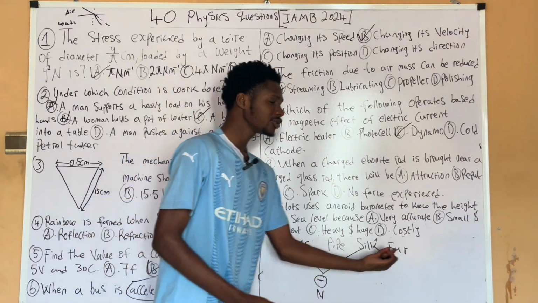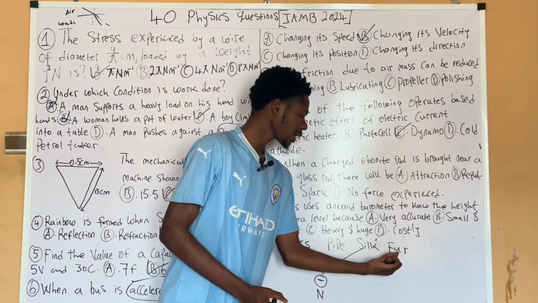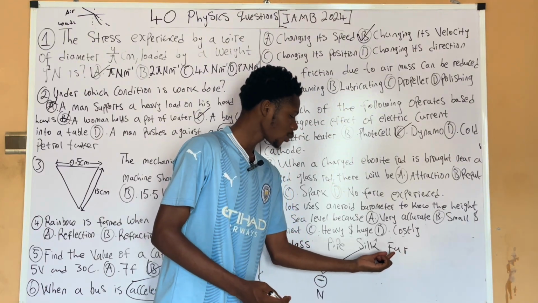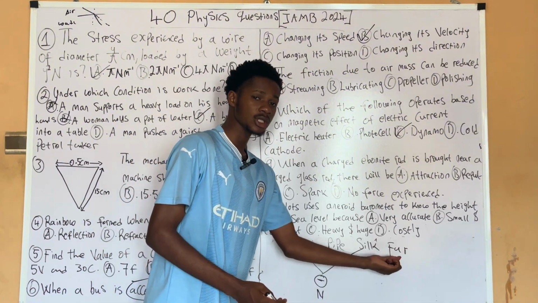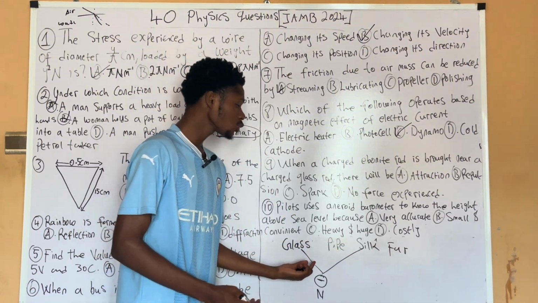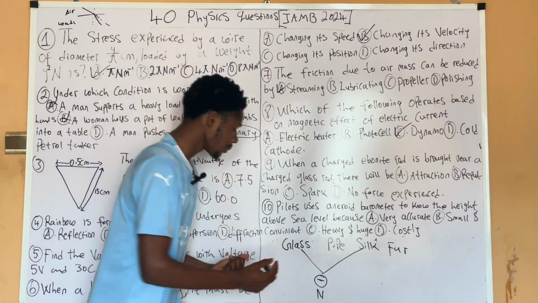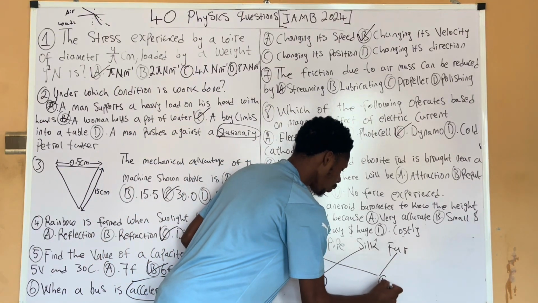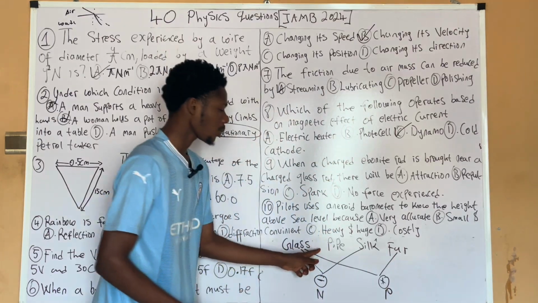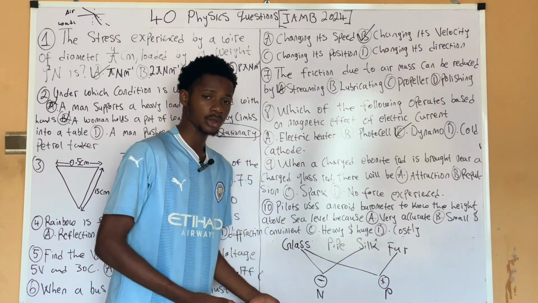Now when glass is rubbed with foil, foil tends to have a high work function. Hence, when it is used to rub certain materials, it tends to get electrons from them. So when we rub glass with foil, what we get is a positive charge. Now pipe, when rubbed with foil, will give something different.